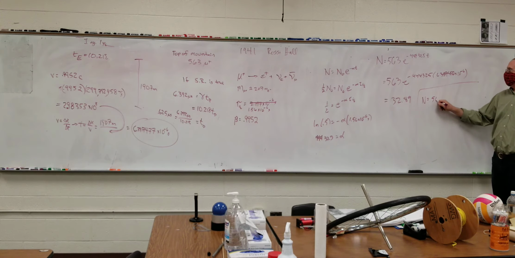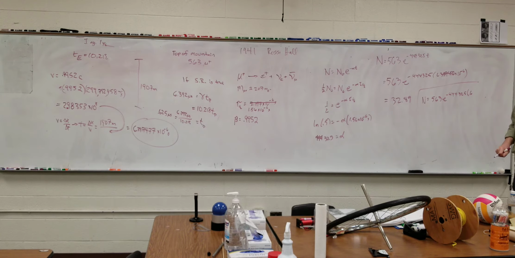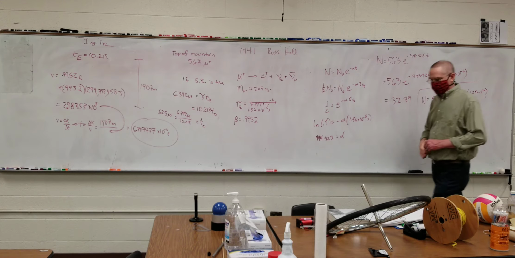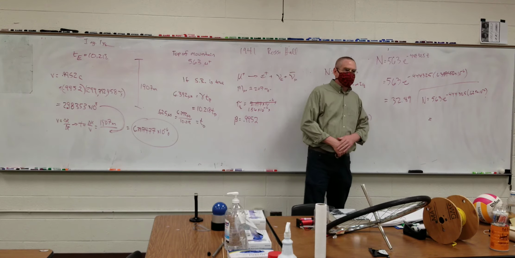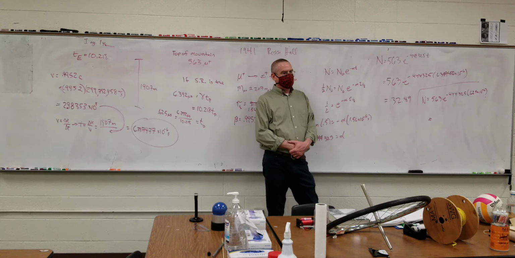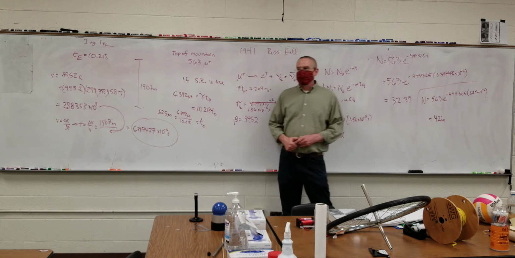N is equal to 563 times e to the negative 444,325 times 0.625 times 10 to the negative 6th. And so now we have a prediction here. 426. So an incredibly huge difference.